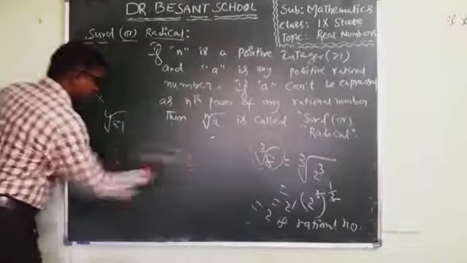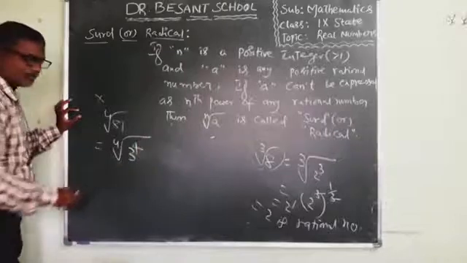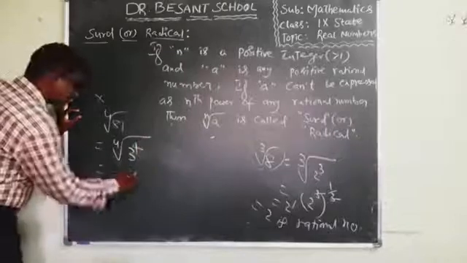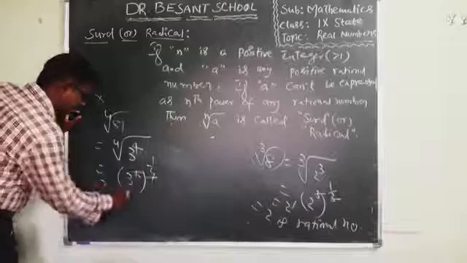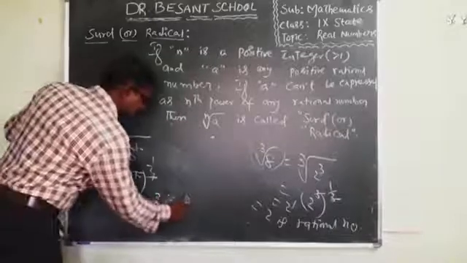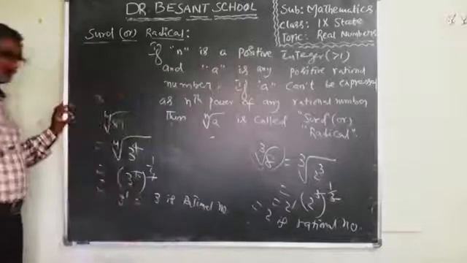Why? Because if we simplify fourth root 81, that is fourth root of 3 power 4. 3 power 4 value is 81. That implies 3 power 4. Fourth root means whole power 1 by 4. That implies 4 and 4 cancel. 3 power 1 means 3 is a rational number.